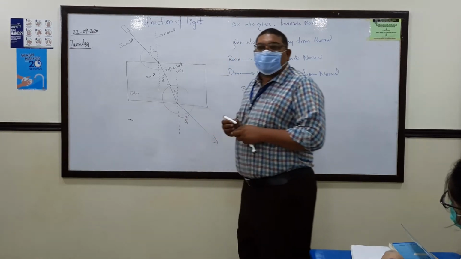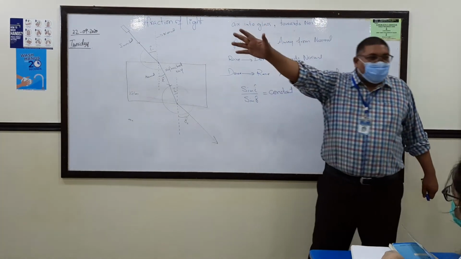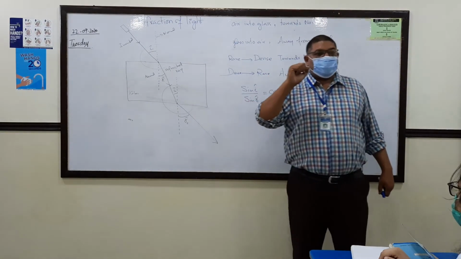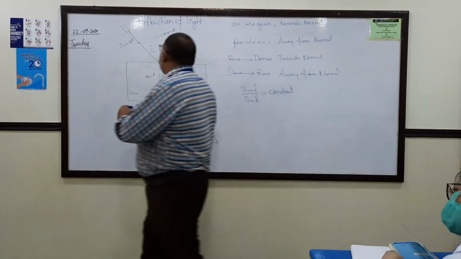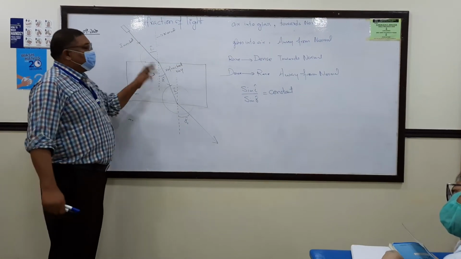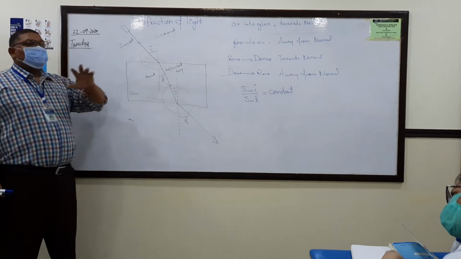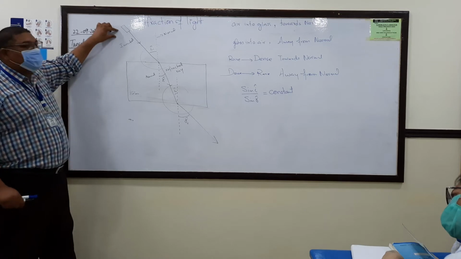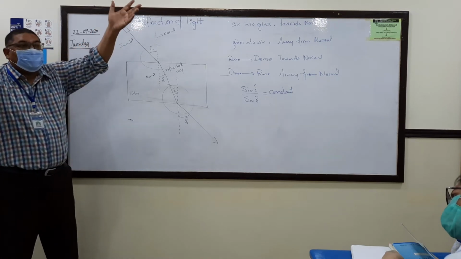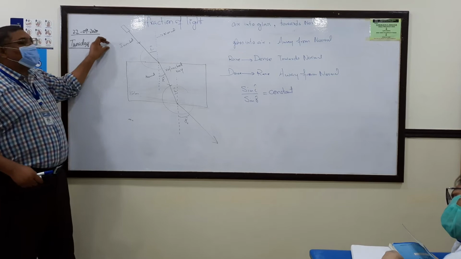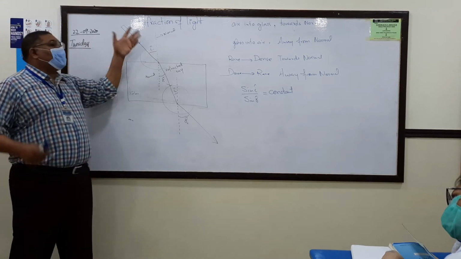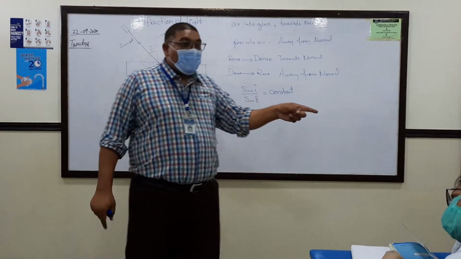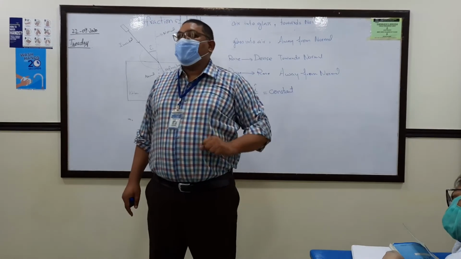This remains constant. The value of I can be changed. Obviously the value of R will change. For example, if this is the angle of incidence, this is the angle of refraction. Let's say this is 30 degrees. Now you move this a little bit towards this, so this angle will become 35. Move it further towards the left, this angle will become 40. You see, if you change the angle of incidence, obviously the angle of refraction will be different.